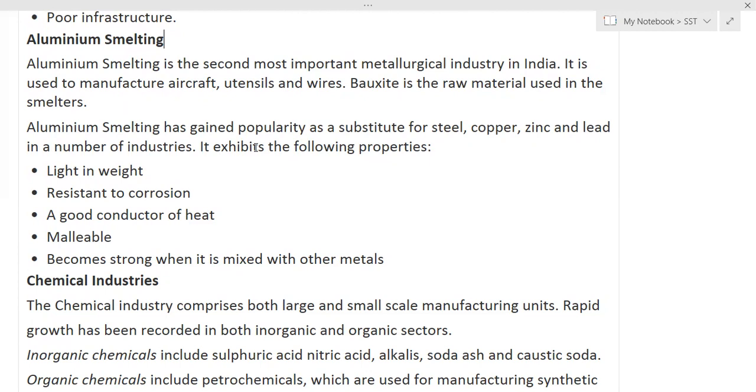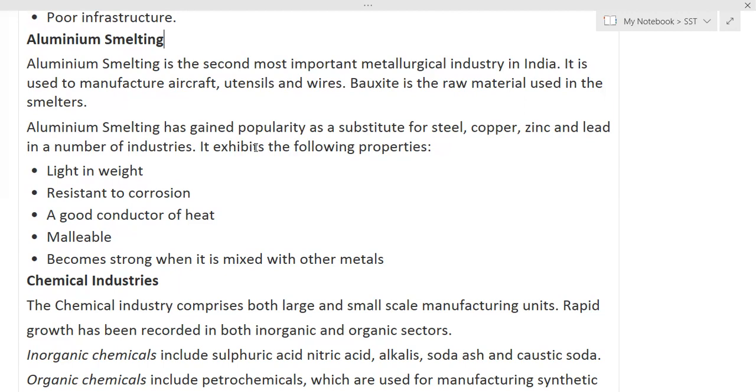Yes, light in weight, resistance to corrosion. Aluminum is very least corrosive, a good conductor of heat, malleable, and becomes strong when it is mixed with other metals. Okay, so when it is mixed with other metals, it becomes strong.